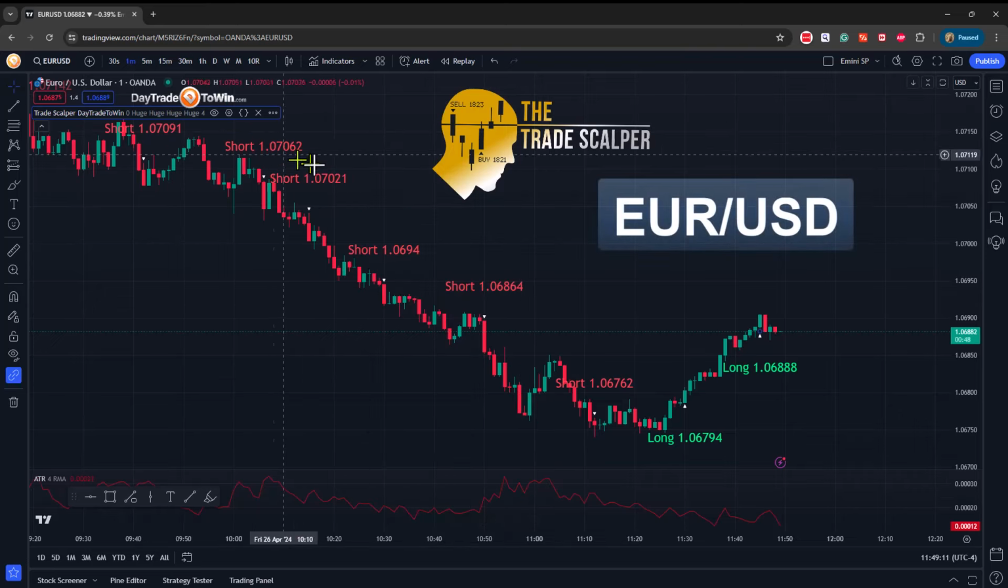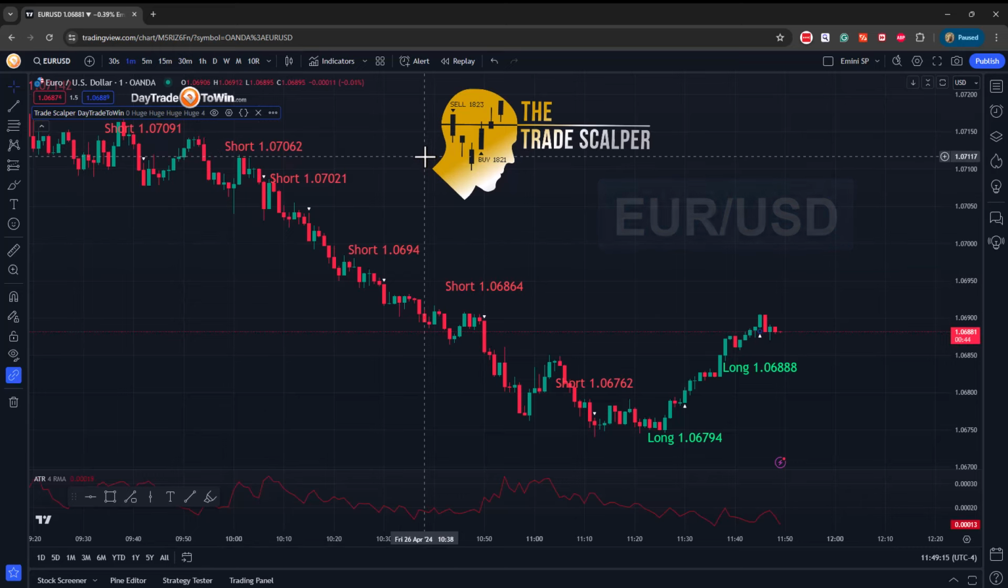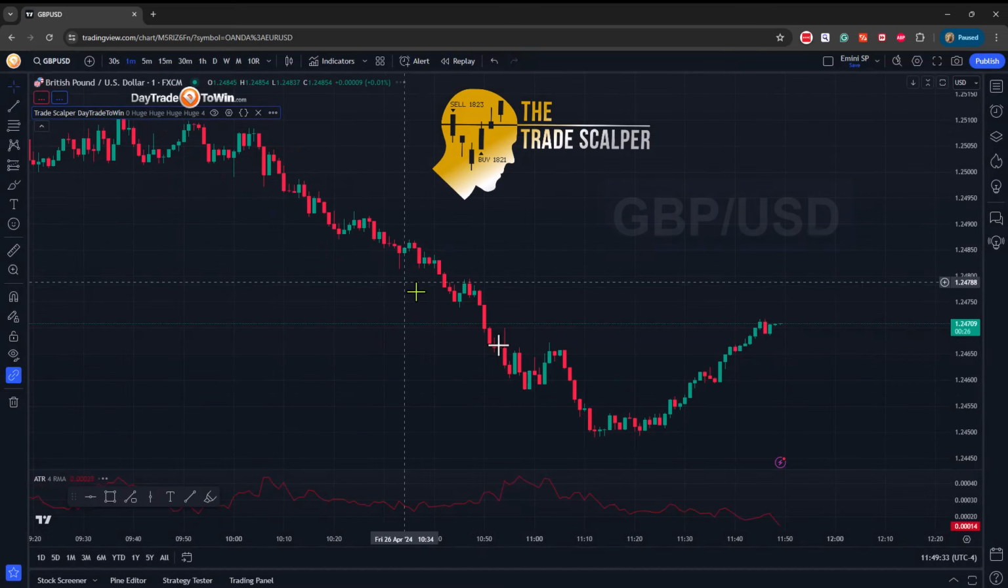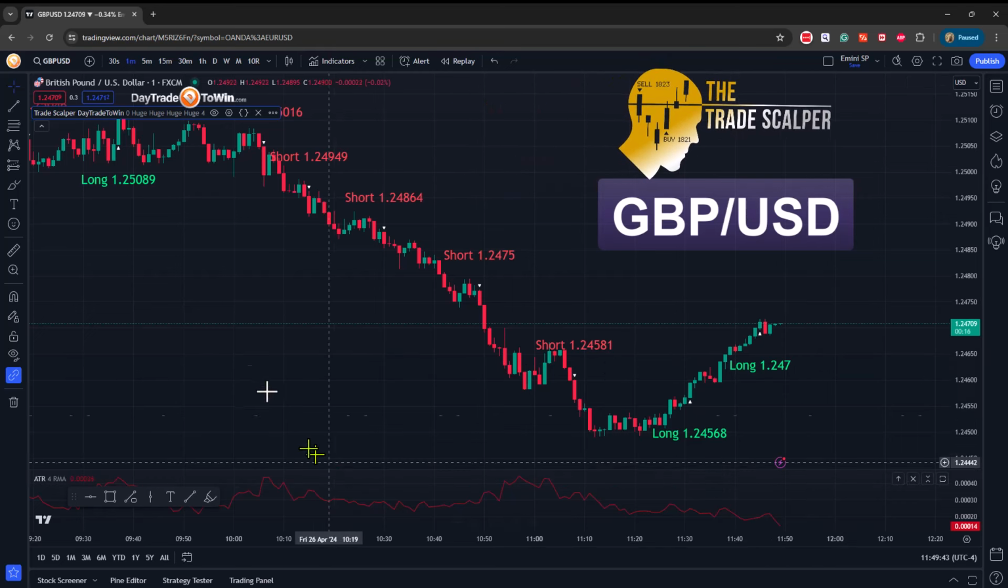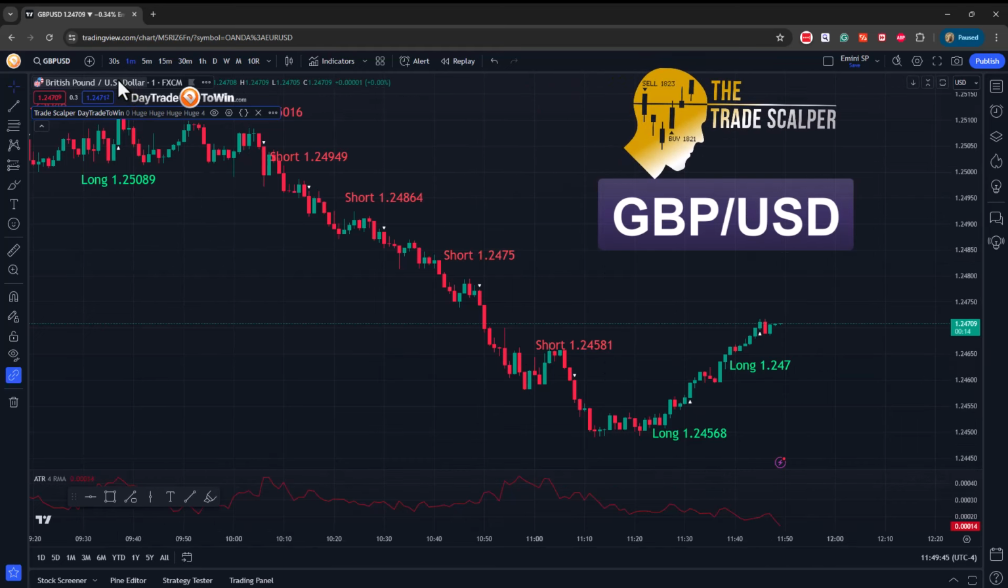Now let's take a look at a different market. So for example, this is the EuroUSD. Let's take a look at the British pound US dollar. So the British pound US dollar, you can see very similarly has the same short opportunities followed by the long opportunities.